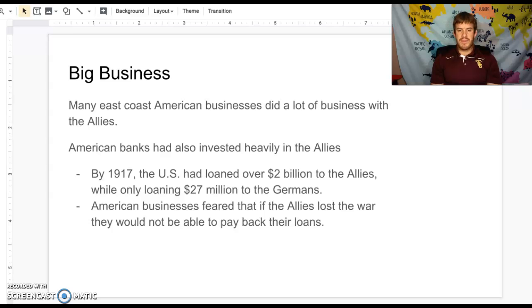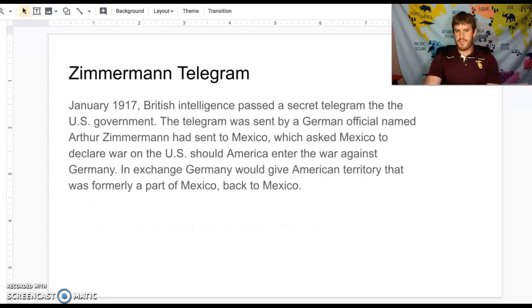And so that's a big deal, because American businesses and American banks are going, hey, if the Allies lose, we lose that money probably. We are not going to make our money back. We're not going to get paid back on those loans. And so there was a heavy rooting interest, and a lot of businesses and banks in the U.S. wanted to assure that the Allies won, even if that meant the United States had to get in and help the Allies beat the Germans.